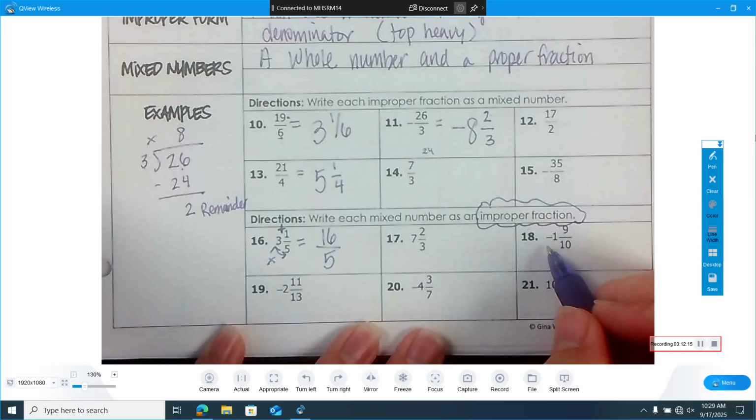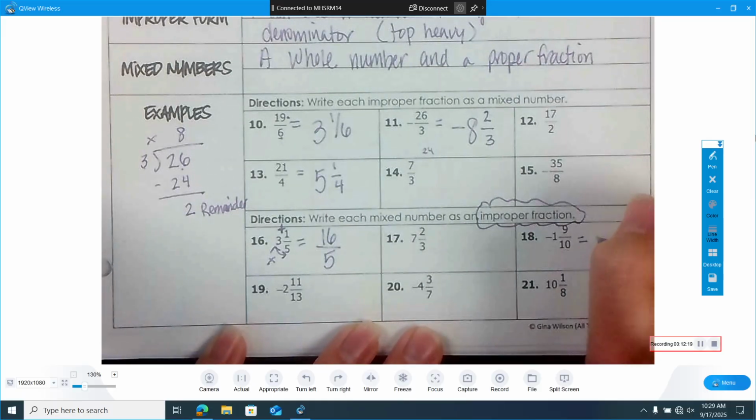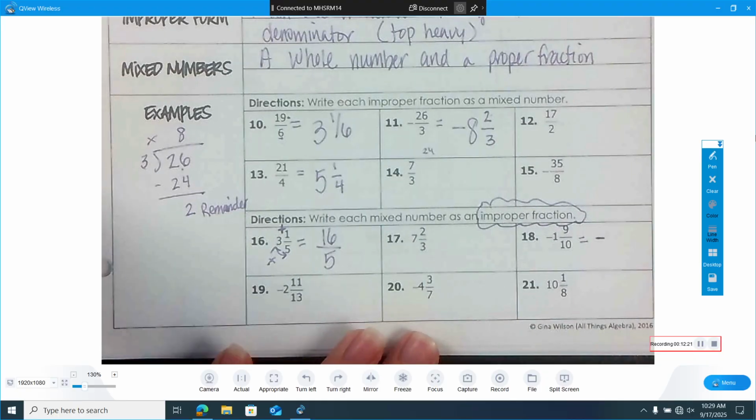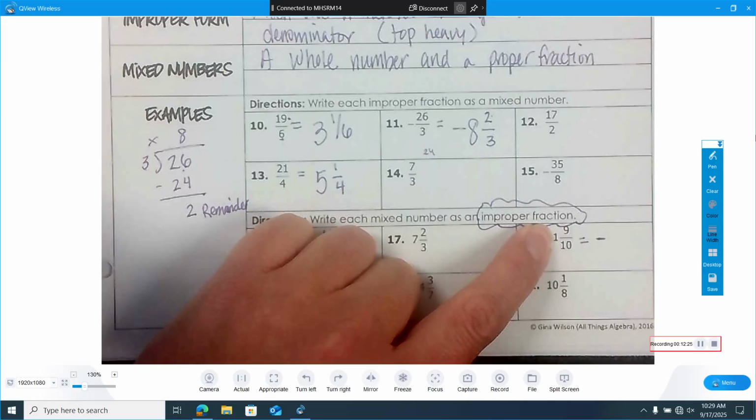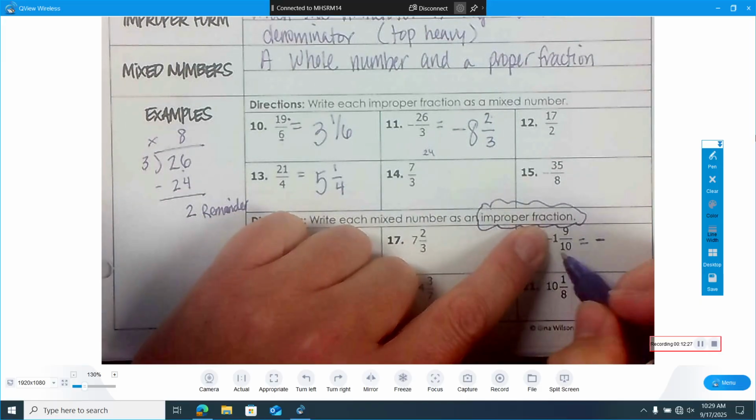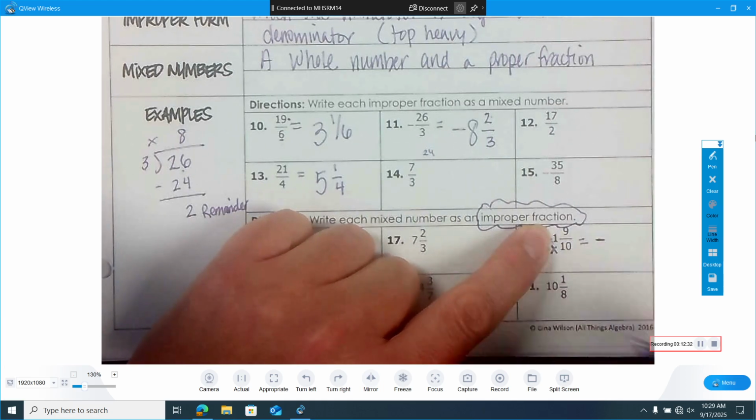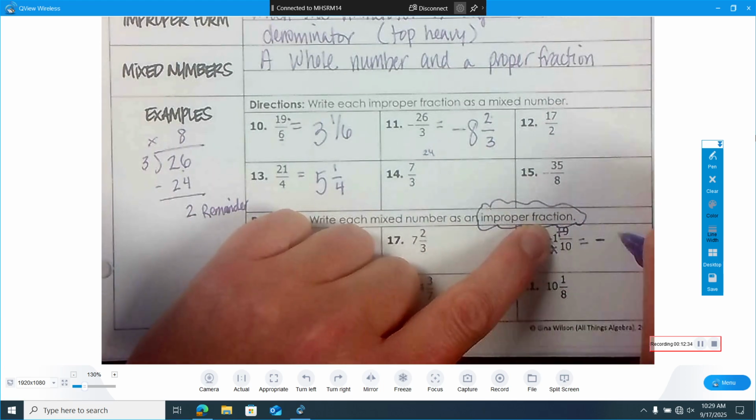What if we've got a negative? Does that change anything here? No, it's just hanging out. We're going to put the sign there, and we're going to do the same process as before, and you can avoid the negative. So we're going to multiply. 1 times 10 is 10, plus 9 is 19 tenths.